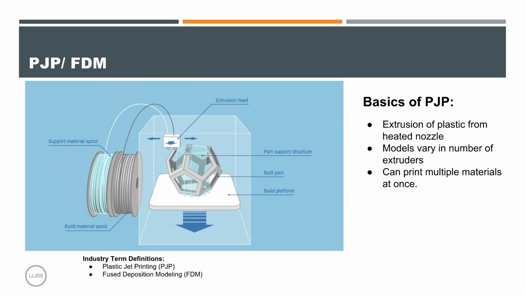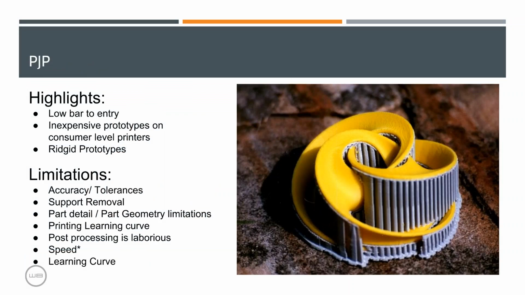So highlights of this: low bar to entry, right? So you can find some of these printers on the market sub $1,000, in some cases sub $500 when you get into kits that you can build yourself. So therefore, it's good introductory technology. I don't recommend it for engineering type applications or high precision type applications, but definitely to get some kind of rough proof of concept of a rigid printed part, this is definitely good. It's inexpensive prototypes off of the consumer level ones, right?